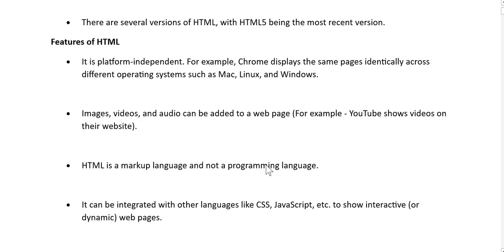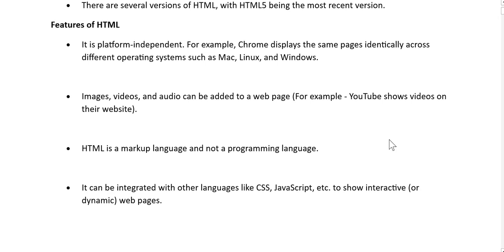In HTML, we can add images, videos and audios, which I said in the starting. We can add tags, headings, paragraphs, images, videos and audios. For example, if we take a YouTube page, in that page we have various types of videos, content, paragraphs which are given, and comments which are given below the description. These can all be added in a website.